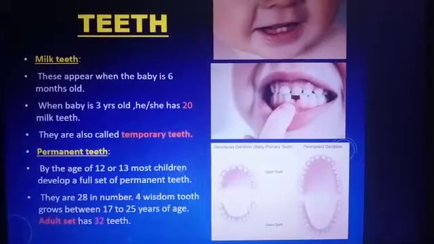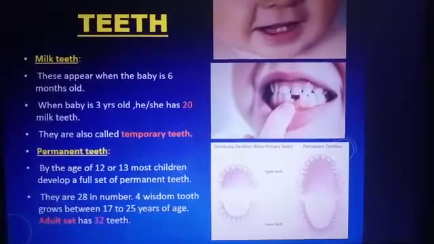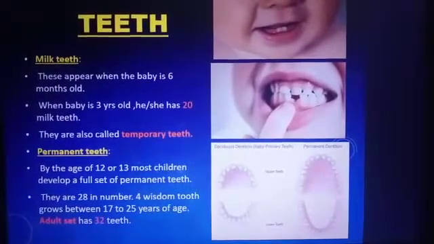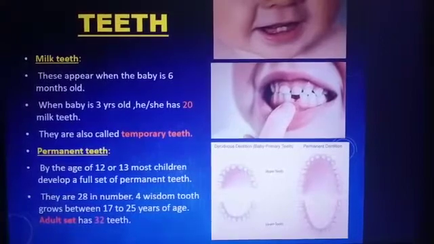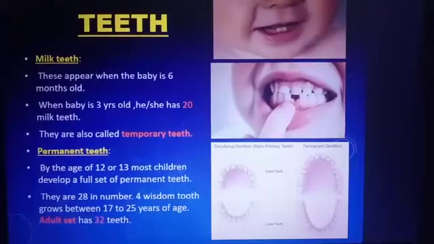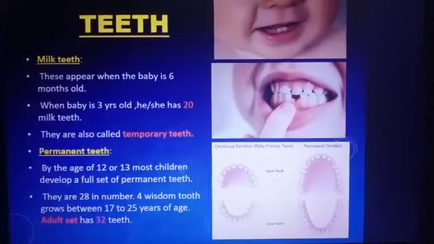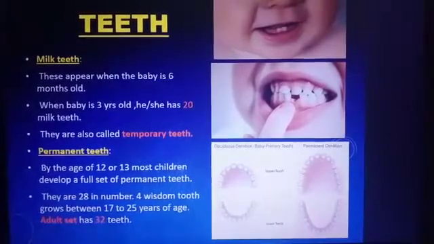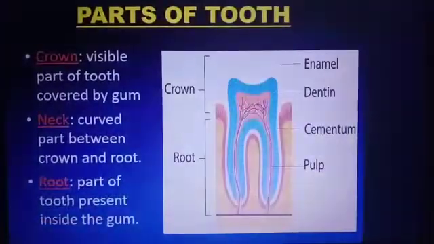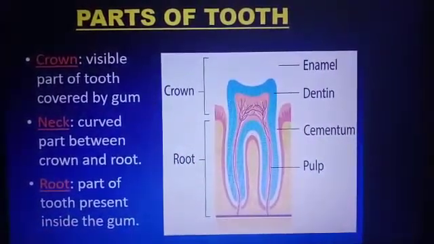Now, coming to permanent teeth, at the age of 12 or 13, the children develop a set of permanent teeth. These permanent teeth are 28 in number, and later when a person is 17 to 25, 4 wisdom teeth also appear and the number goes to 32. So, an adult set contains 32 teeth. We have two jaws, upper jaw and lower jaw.